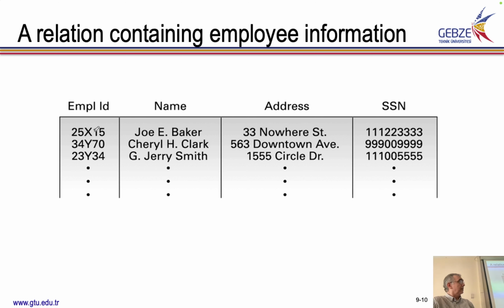So these are tuples. And this table is called as a relation. This table defines a relation between these attributes. A person with name, address, and social security number, and ID. This is a relation.